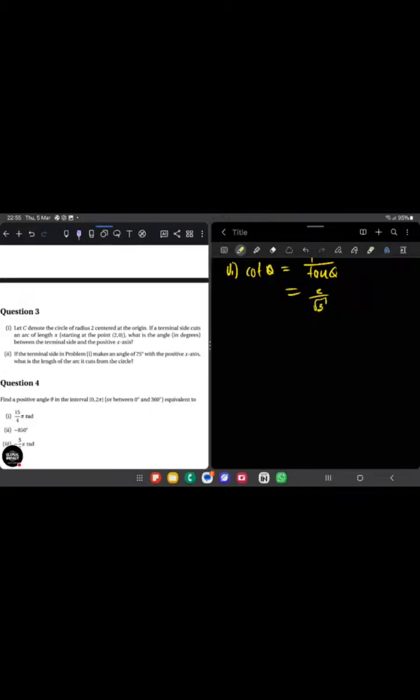Let C denote the circle of radius 2, centered at the origin. Let's do number 3i. Circle of radius 2. If the terminal side cuts an arc length of pi, starting at the point (2, 0), what is the length in degrees between the terminal side and the positive x-axis? Okay, so let's talk about this one. What is it that they are giving us here when they're saying that the terminal side of the arc, what?